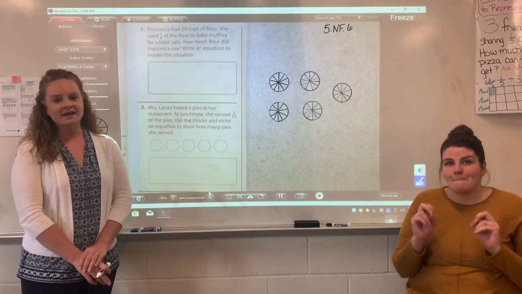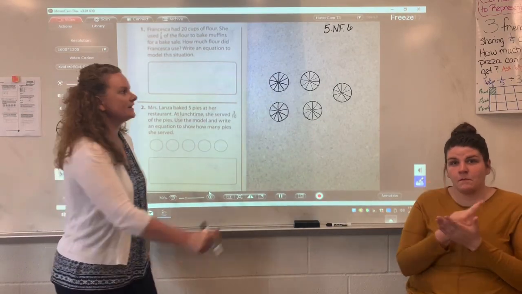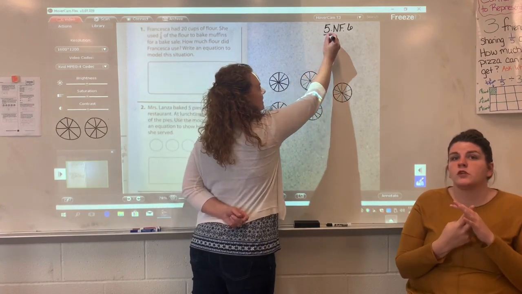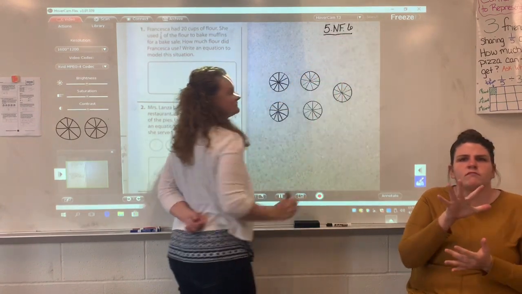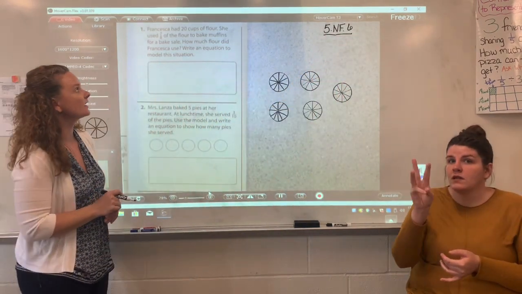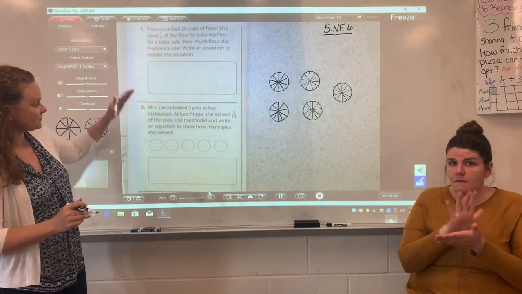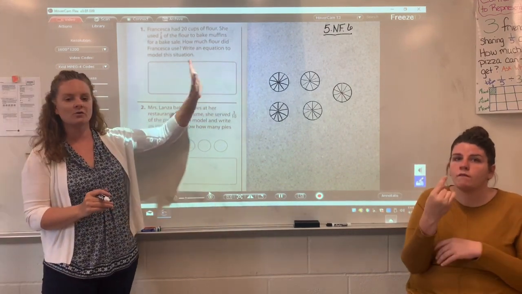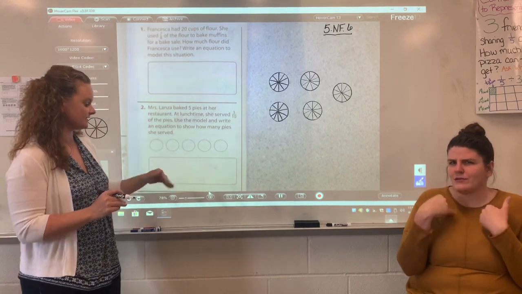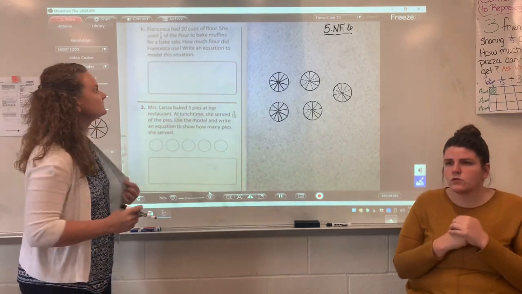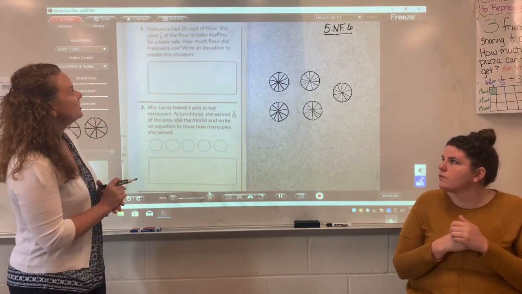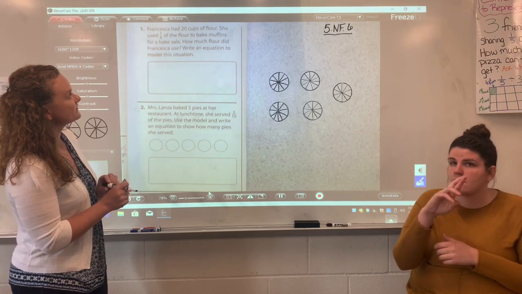All right, our second page for week 3 begins right here. It's 5.NF.6. So that's what worksheet you're looking for. Okay. We're going to do our first 3 because number 4 has 3 parts. So we're just going to do it like this and go down to number 3, and then we'll discuss number 4 all together.